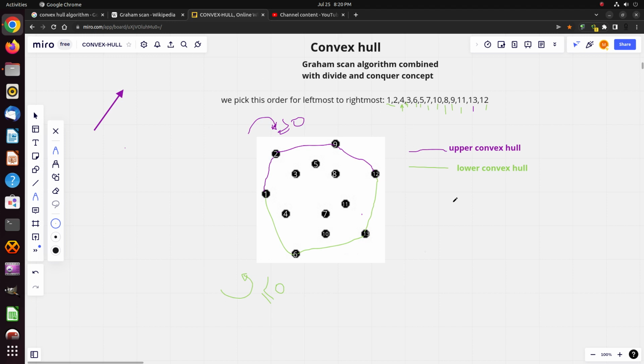Et voila, our convex hull. It's the combination between the upper hull and the lower hull.